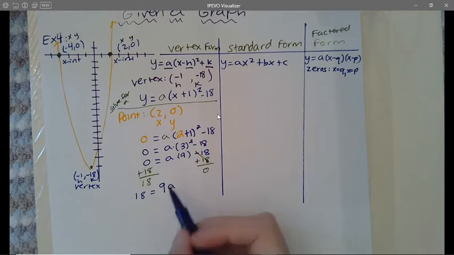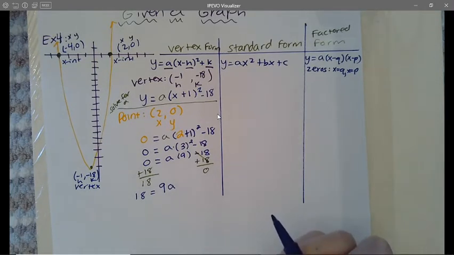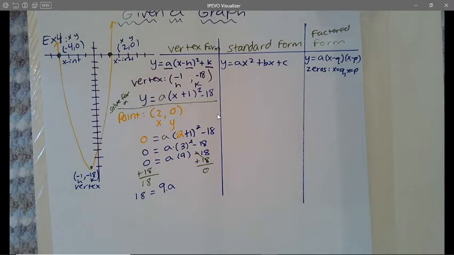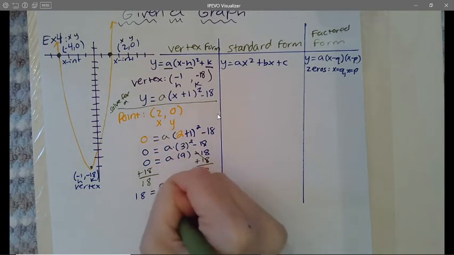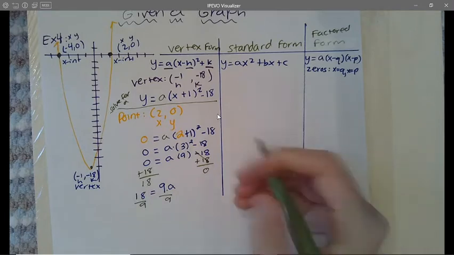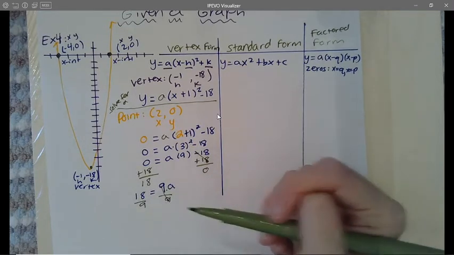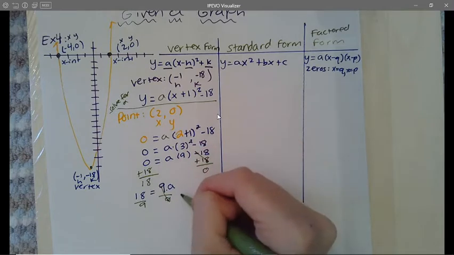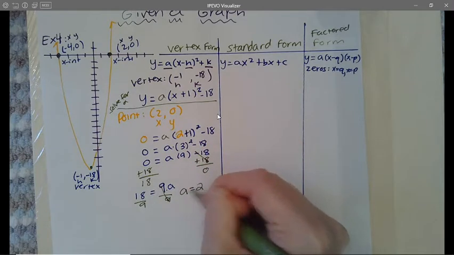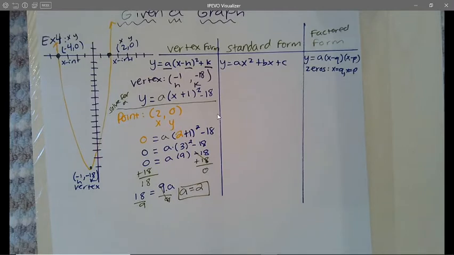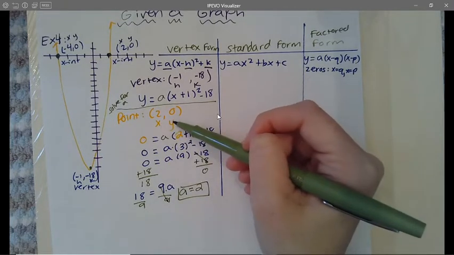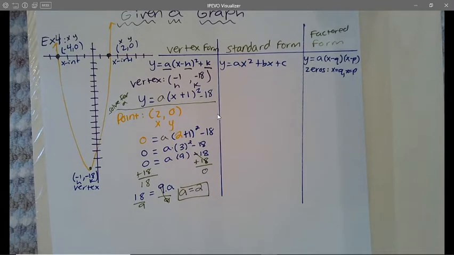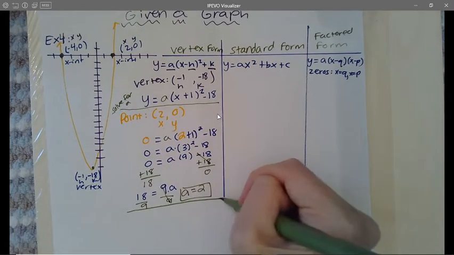All right, and then how do I bring 9 to the other side? Well, they are secretly multiplying, so the way I bring that over is by dividing by 9 on both sides. 9 divided by 9 will cancel and turn to 1. So I'm left with a equals 18 over 9, so a equals 2. Look at that. Okay, so all I did, I replaced x and y with a point on my graph to solve for a, and now that I know a, I can write my equation in vertex form.